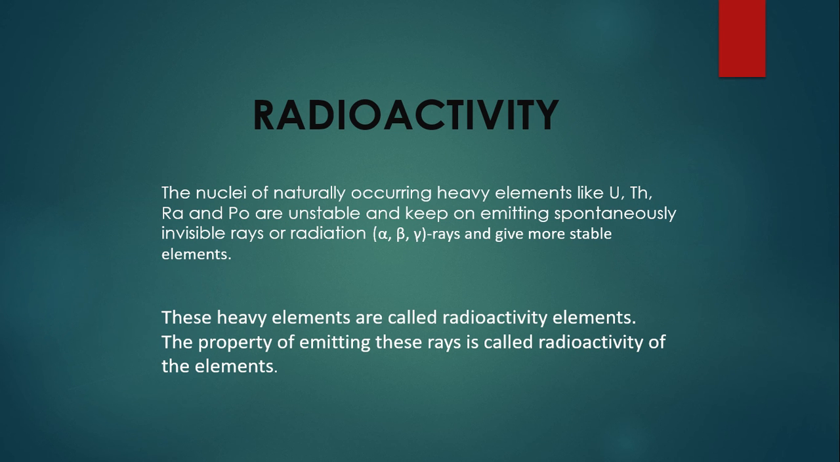Radioactivity. The nuclei of naturally occurring heavy elements like uranium, thorium, radium, and polonium are unstable because they are heavy elements, and keep on emitting spontaneous invisible rays or radiations like alpha, beta, and gamma rays to become more stable elements. These heavy elements are called radioactive. The property of emitting these rays is called radioactivity of the element.